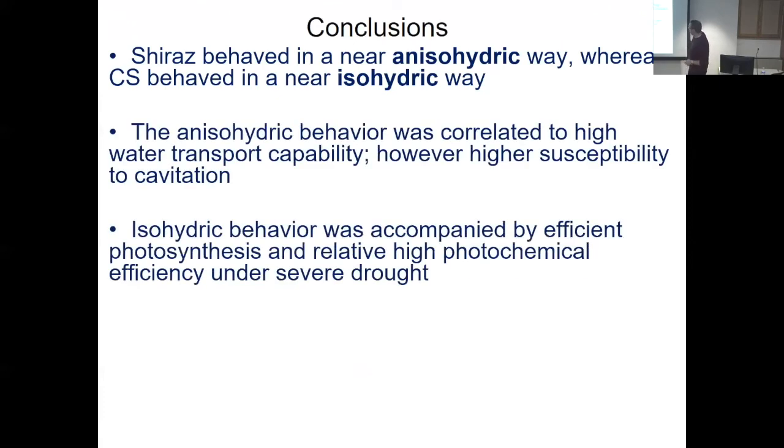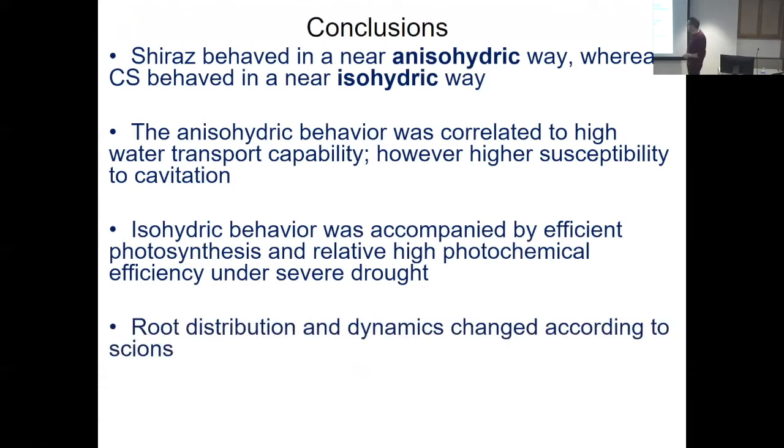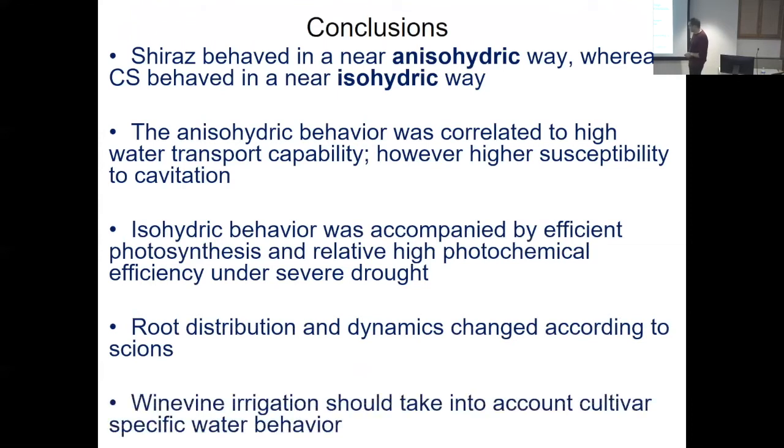Shiraz behaved in a near anisohydric way, whereas Cabernet Sauvignon in a near isohydric way. And this behavior was correlated to high water transport. I didn't show all the results, but it was also accompanied by photochemical efficiency. And root distribution and dynamics change according to the scion. So we think that if we have wine vine irrigation, it should take into account the cultivar-specific water behavior. Although nobody does it until now.